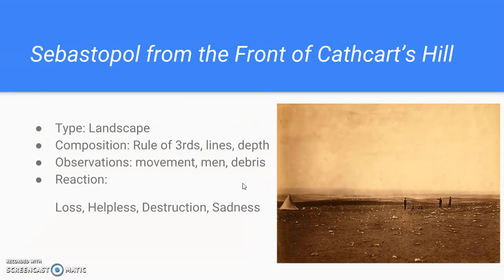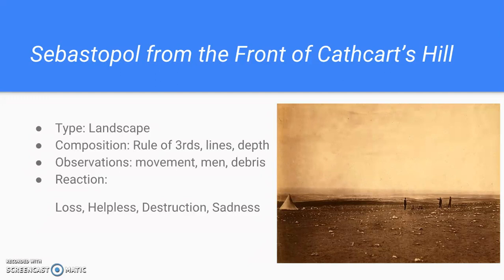And then for his next photo, I'm not really sure how to pronounce this, Sebastopol from the front of the Cathcart's Hill. And this is also a landscape. For his rules, he used the rule of thirds because you can see the men in the picture aren't centered. He also used lines, as you can see the horizon, and depth because you can see the hills in the background as well as the foreground.